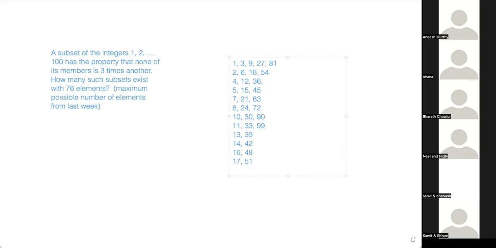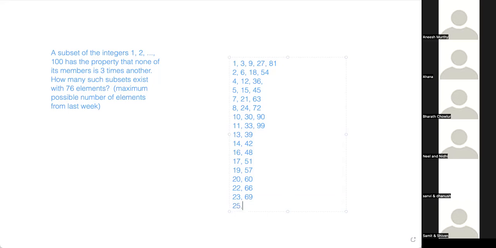18. Oh, wait. Did we do 18? Yeah, 18 is covered. So 19, 57. 20, 60. 21, 63. Oh, 63 was used, never mind. 22, 66. Good. 23, 69. 24, no, 24 was already used.